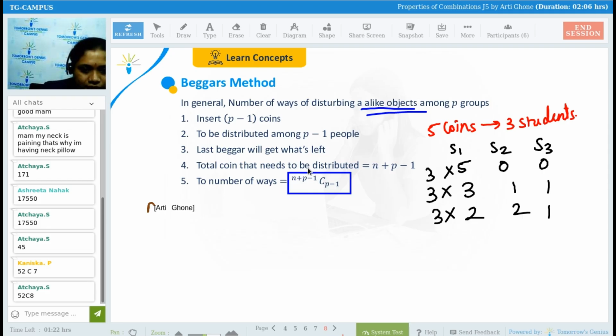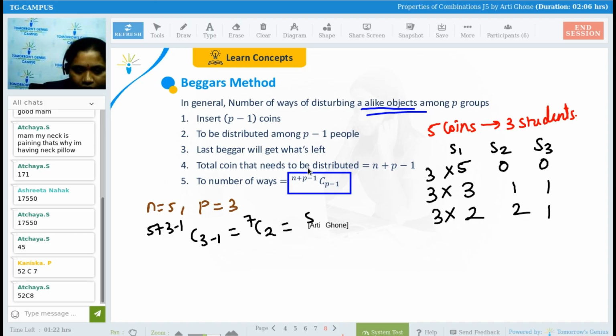I have n objects, that is n is equal to 5, and p is equal to 3. What will be the answer? 5 plus 3 minus 1 c 3 minus 1. So it is 7 c 2. So it is equal to 7 into 6 upon 2.